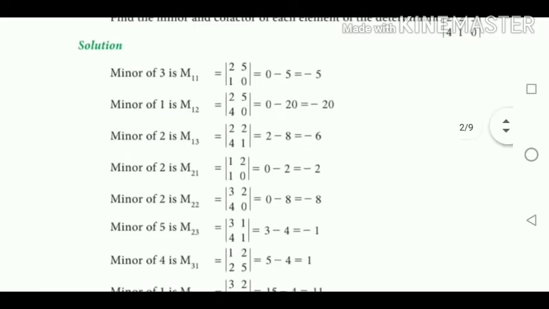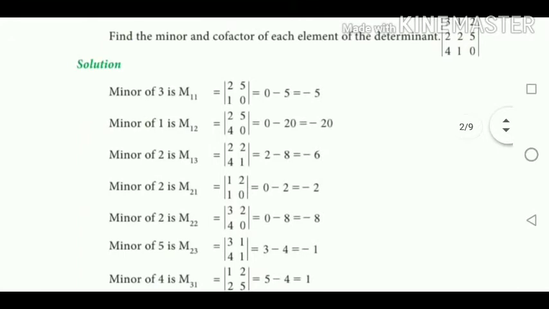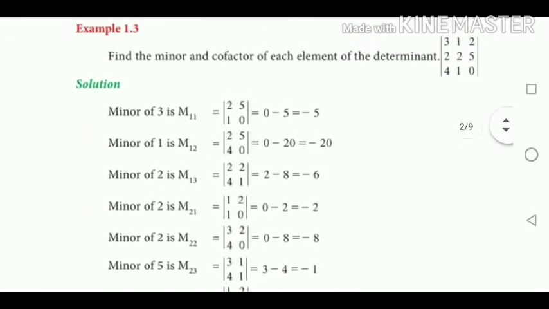Then go to the minor of 2. The minor of 2 is the first row, third column. The first row is 3, 1, 2, and the third column is 2, 5, 0. So delete the first row and delete the third column. The remaining elements are 2, 2, 4, 1. Okay, this is the way you have to find the minor.